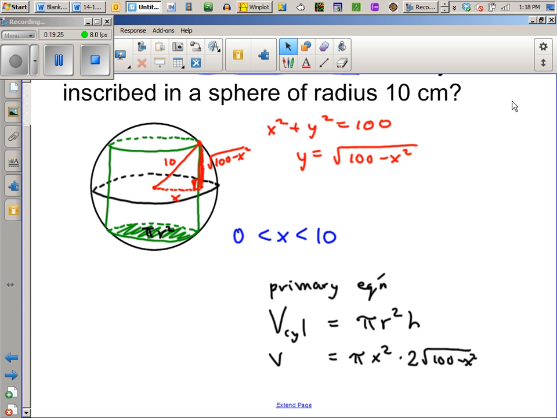Two of these make up a cylinder, right? So we're trying to study the green cylinder and write down its volume. So we got x for the radius, we chose that, and it's two of these heights to get a full cylinder. Okay, this is your primary equation in one variable, so you might as well title it V of x.